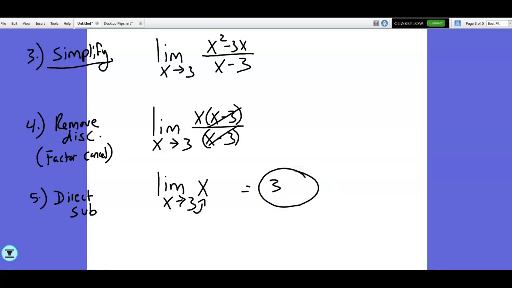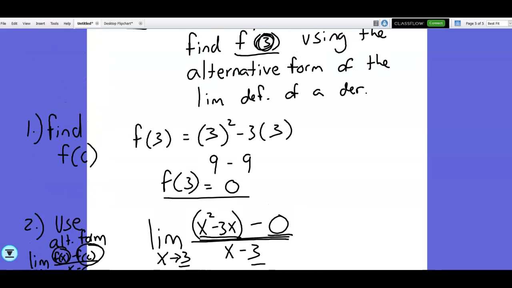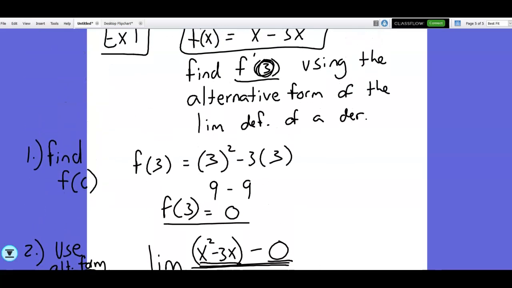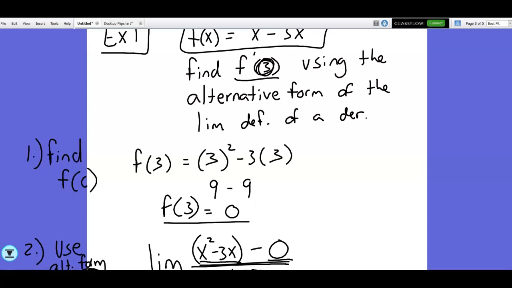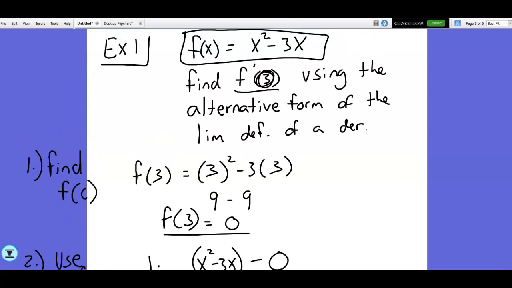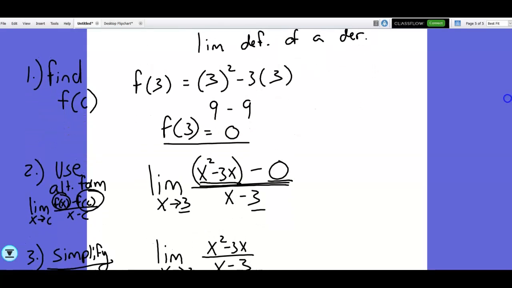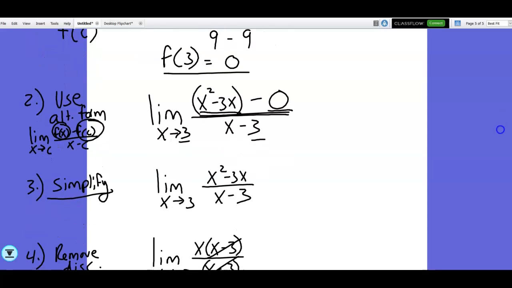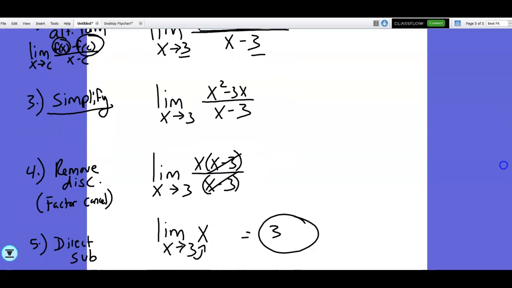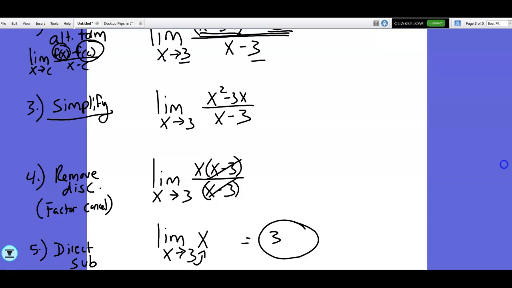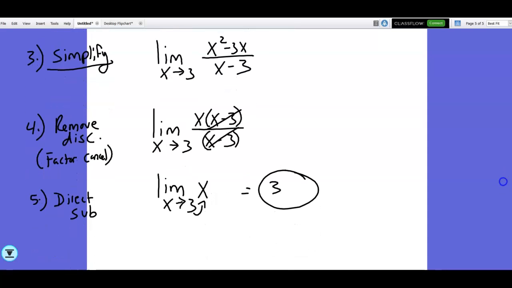All right, so kind of similar, a little different. Step 1, find f of c, so plug the number they give you into your function. Step 2, use the alternative form. Step 3, simplify that. Step 4, factor and cancel to remove the discontinuity. Step 5, do direct substitution.